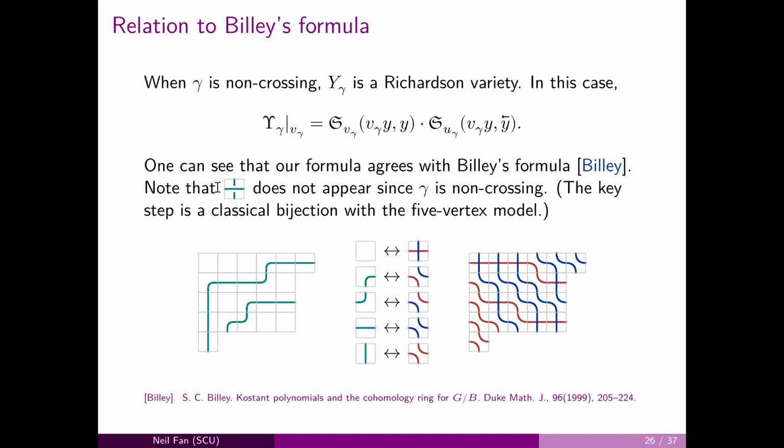Since in this case the crossing tile does not appear, gamma is non-crossing, and we can make a bijection between BPD fragments and pipe dream fragments. After this replacing, you can see that this localization corresponds to the boxes outside of the rectangle. And this term coincides with Billey's formula. We can read off a reduced word of u gamma from just the crossings.